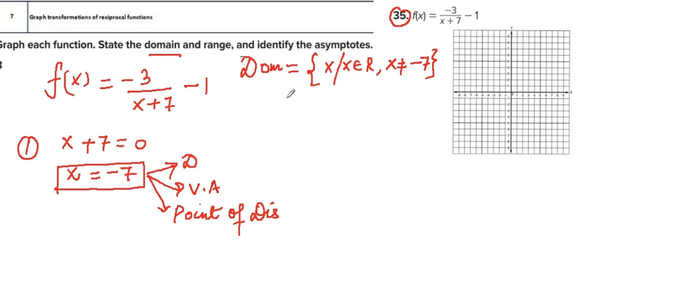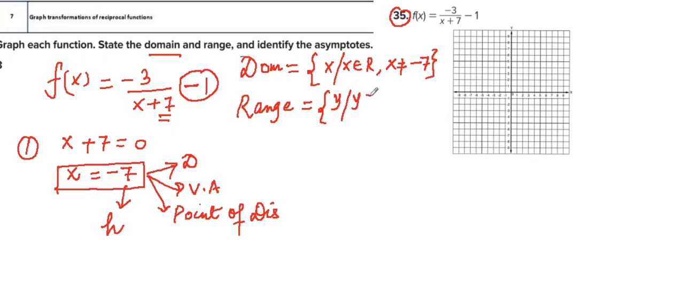Then range. This number decides the range, k. This is h, which is minus 7. We call this h is minus 7. So this is k is minus 1. Minus 1 means shift down. So it gives us the range also. So y belongs to real numbers, y should not be equal to k. k is minus 1. This is the range. Domain and range are done.